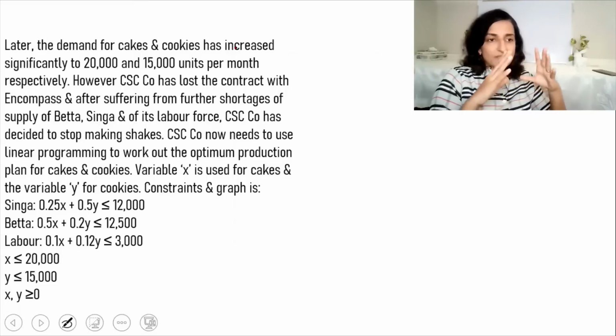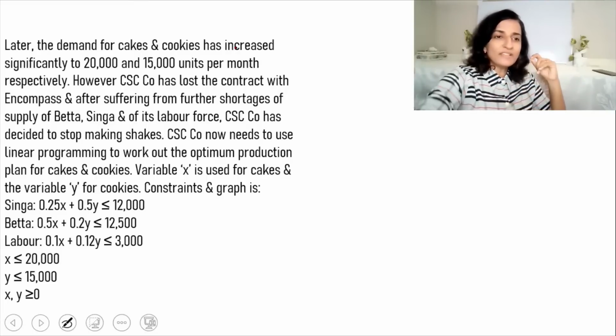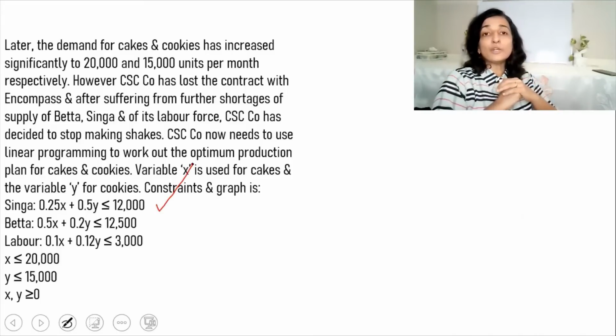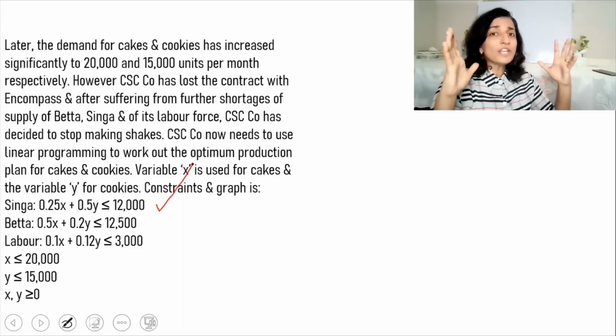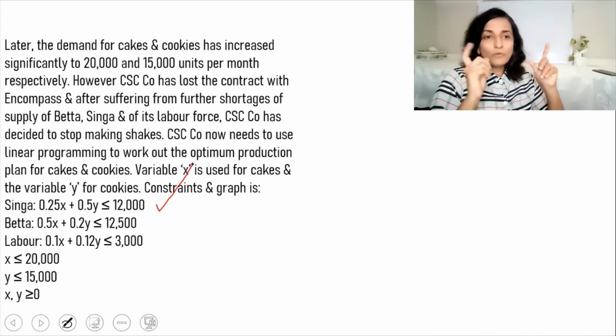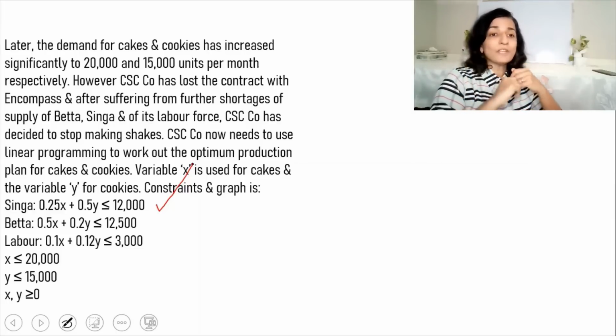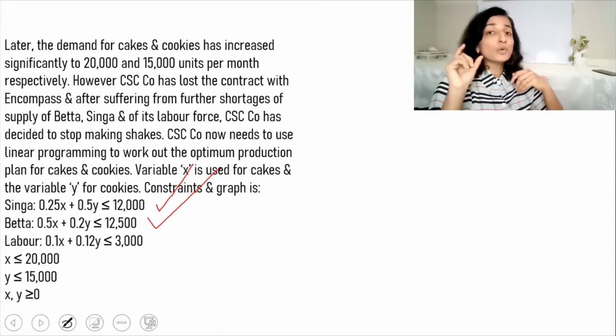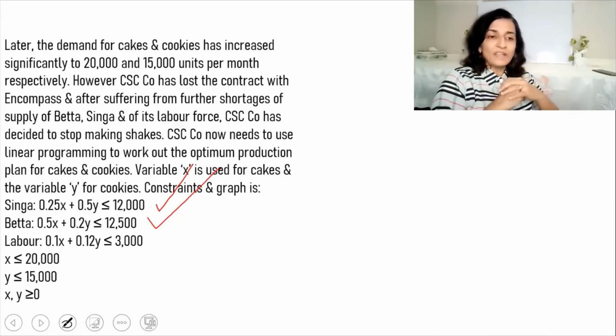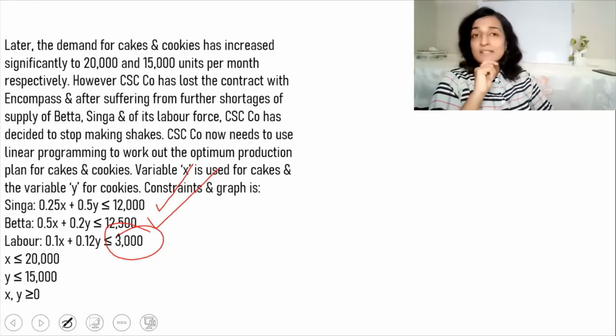The constraints and the graph: so we have the constraints. So Singa, what is the linear inequality? 0.25x plus 0.5y is less than or equal to 12,000 grams. What is this 12,000? 12,000 is the maximum quantity of Singa that is available with us. Now for beta, it is 0.5x plus 0.2y should be less than or equal to 12,500 grams. So beta is restricted to 12,500 grams. Labor: 0.1x plus 0.12y is less than or equal to 3,000 hours, which means that the total labor hours which are available with us is just 3,000 hours.